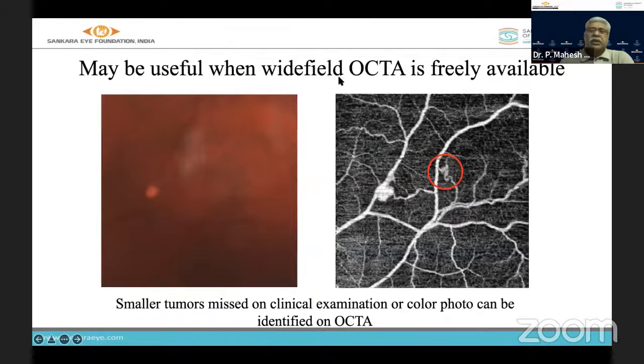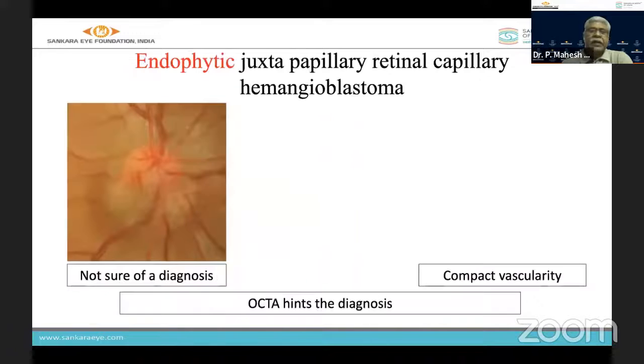But what is the limitation? The widefield OCTA is not freely available with most of us. And when the widefield OCTA is freely available, then we can replace the fundus fluorescein angiogram with widefield OCTA to pick up these very, very tiny tumors in von Hippel-Lindau disease so that we can treat them early.